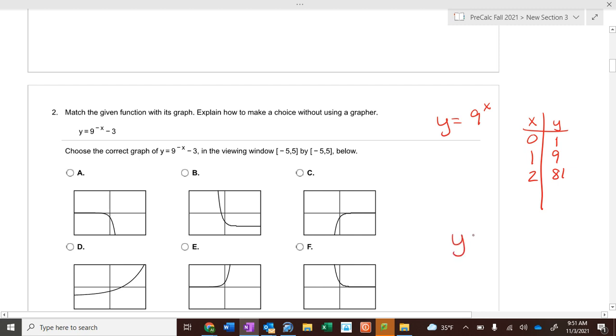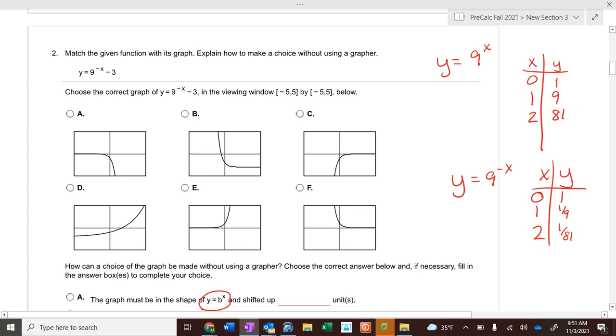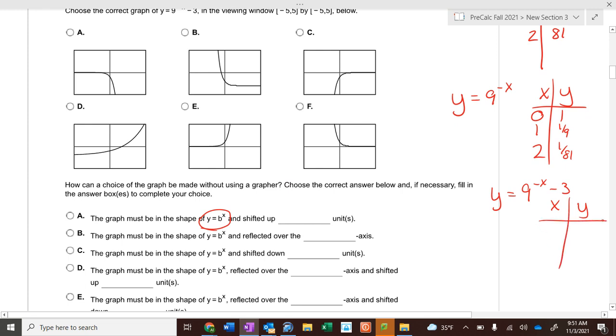So we're looking at y equals 9 to the negative x now. Well, when x is 0, y is still 1. When x is 1, y is 1/9, because 9 to the negative first power is 1 over 9 to the first, which is 1/9. When x is 2, it's 1 over 81. Okay? And then y equals 9 to the negative x minus 3. You take these same numbers that we just had, and then subtract 3 from the y value.